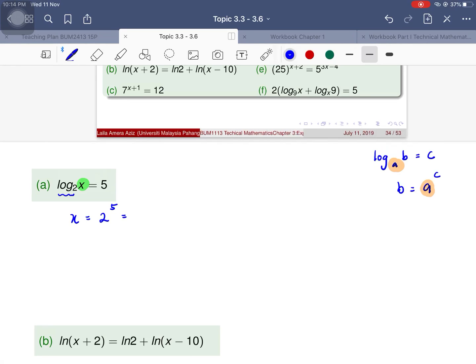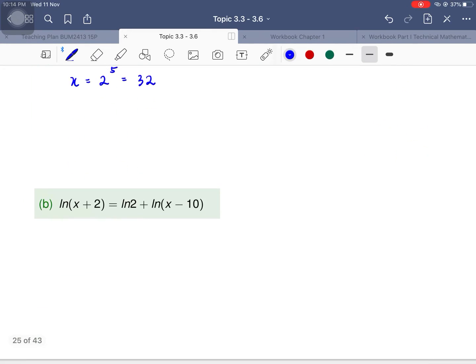And if you use your calculator, you'll know that 2 to the power of 5 is going to equal 32. So basically, that is going to be our solution. I need to find the value of x, and I figure out that x is going to equal 32. That's it. We're done. Okay.